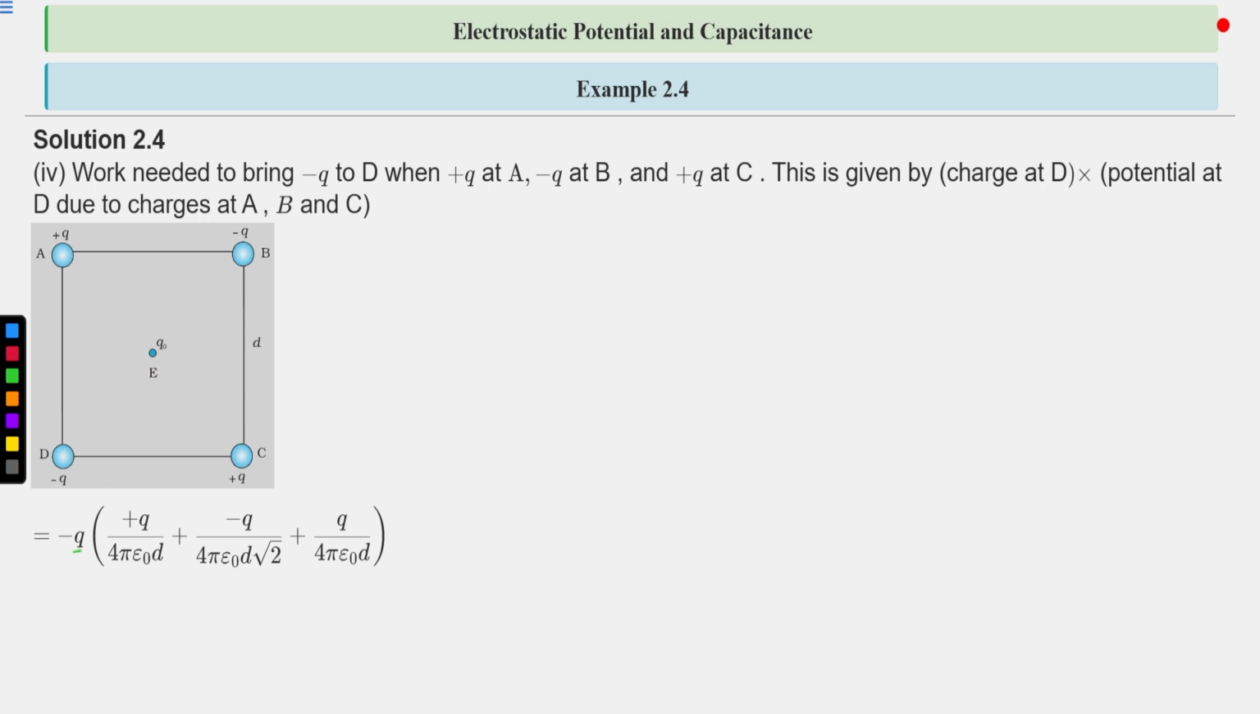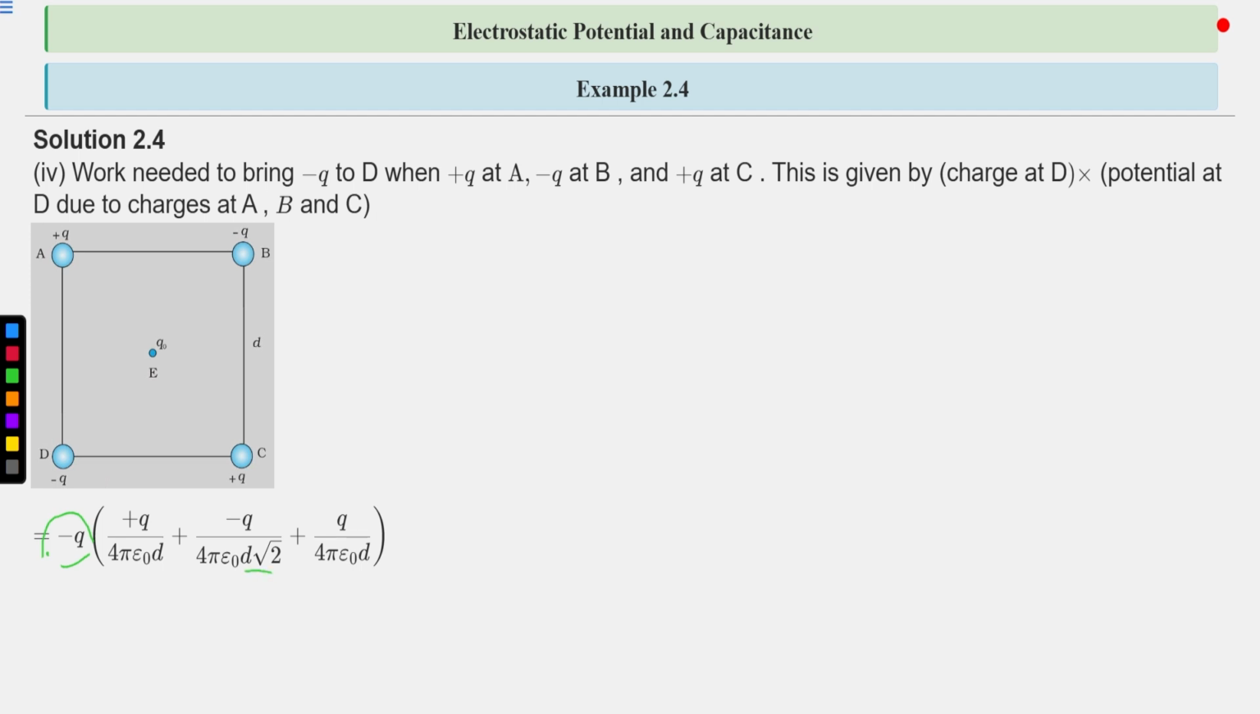Okay, so minus Q, this is the charge at D. Now plus Q by 4 pi epsilon naught D is the potential created by this positive charge at this point. What is the distance between these two charges? D. Plus, minus Q by 4 pi epsilon naught root 2 D.